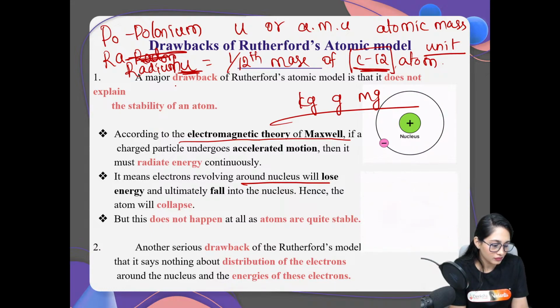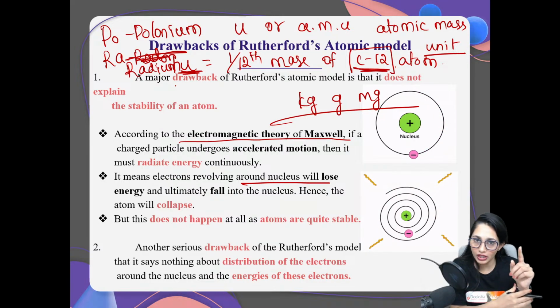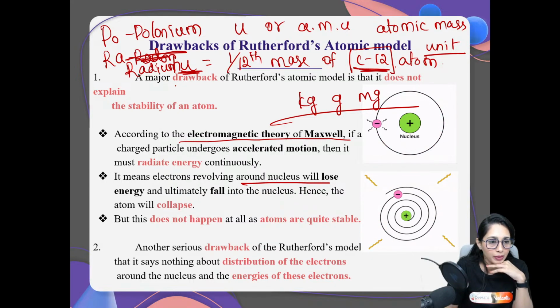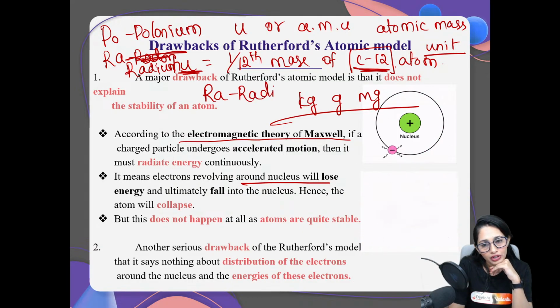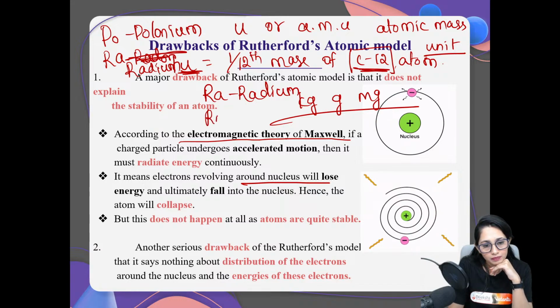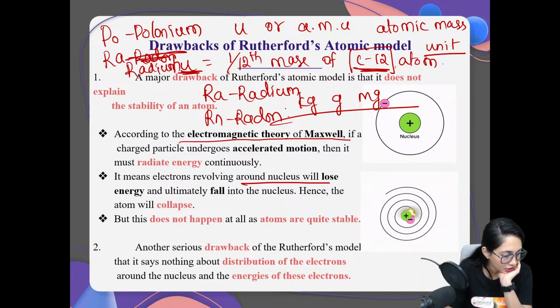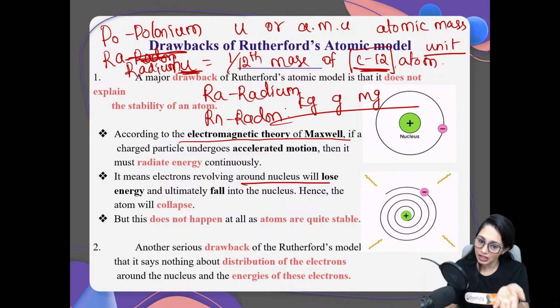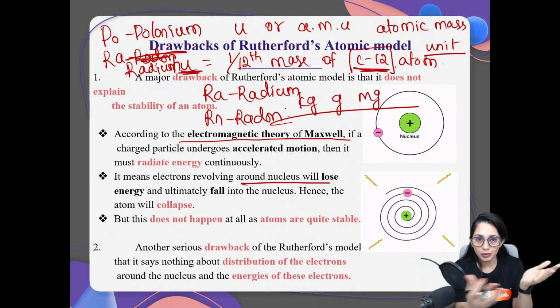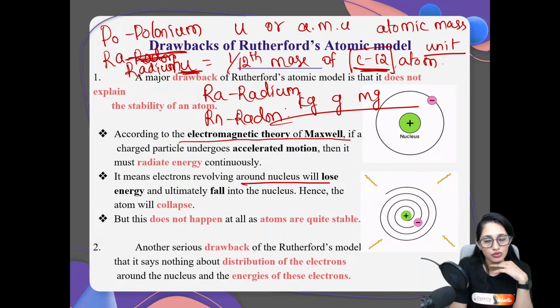Let's move on. You have understood, right? Po is polonium. It is a radioactive element. Radon, radium is also a radioactive element. Ra for radium, Rn for radon. Even uranium is radioactive in nature. Iodine is radioactive in nature. Even bananas show radioactivity. The banana, the fruit that we eat, also shows radioactivity.